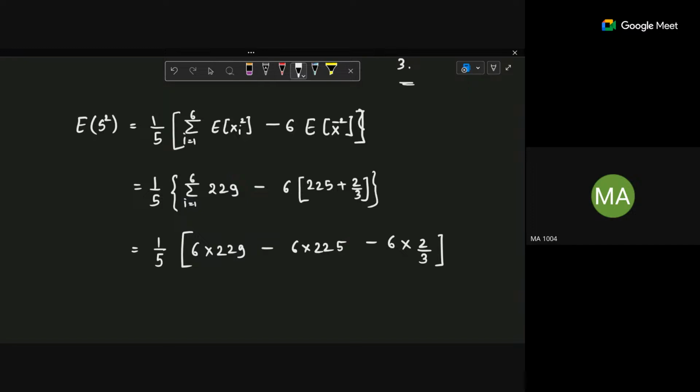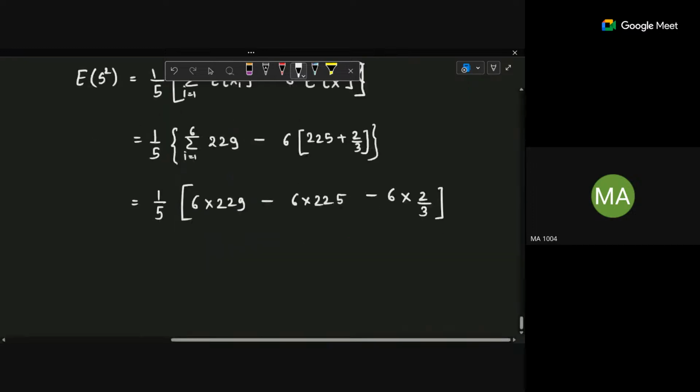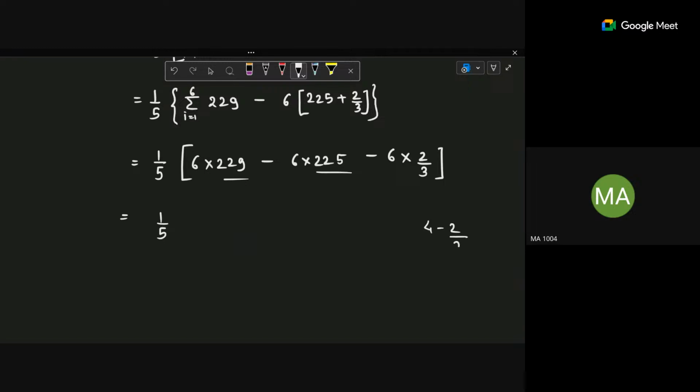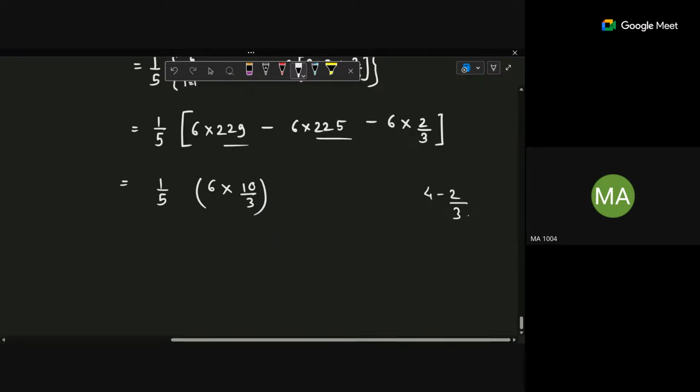So 229 minus 225 is 4, and 4 minus 2 is 10 by 3. Done?